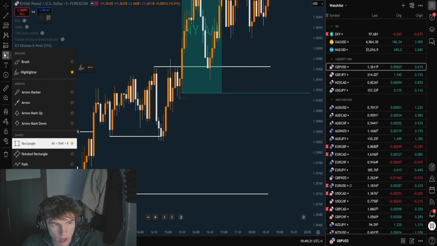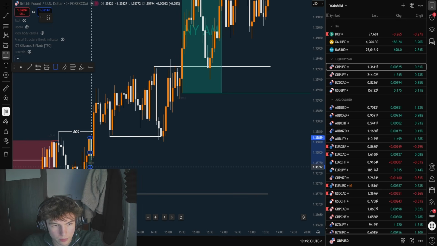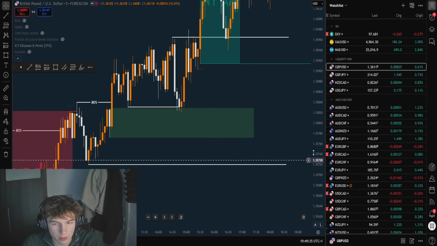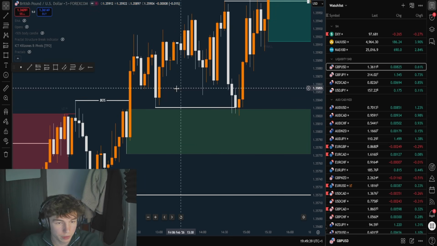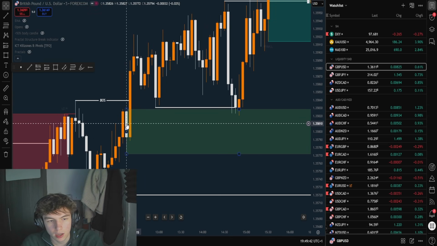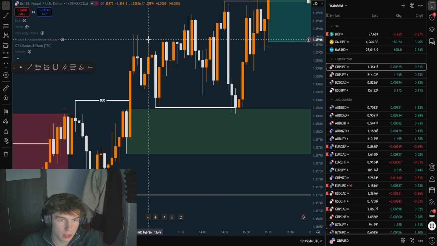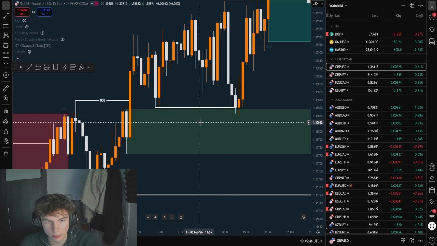What can we see right underneath this area of liquidity? An area of demand, right? What is an area of demand? An area of demand is basically a sell candle before a big buy up or a buy candle before a big sell down.